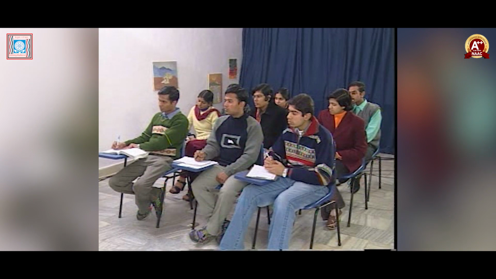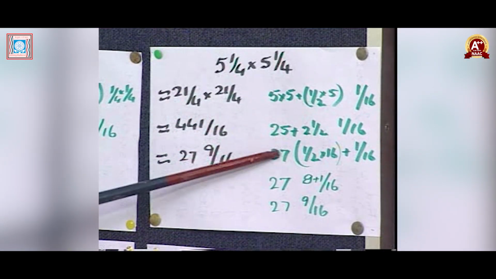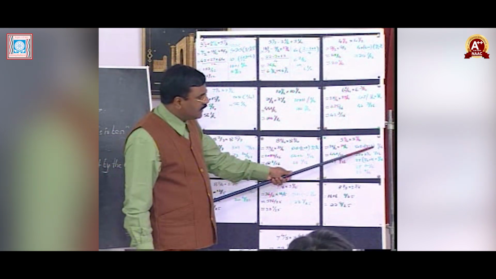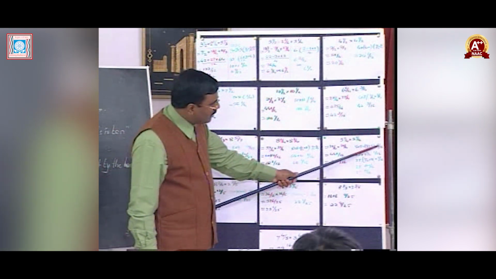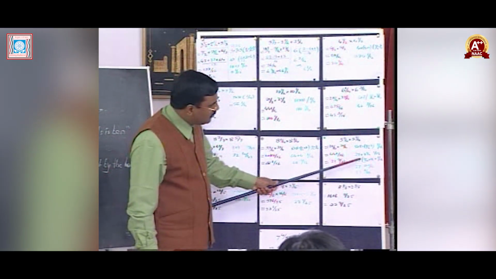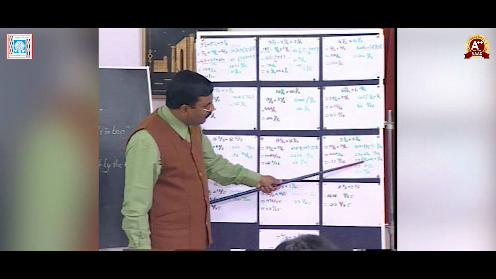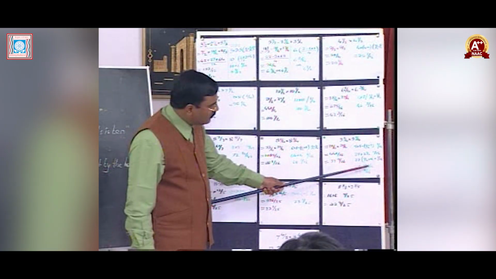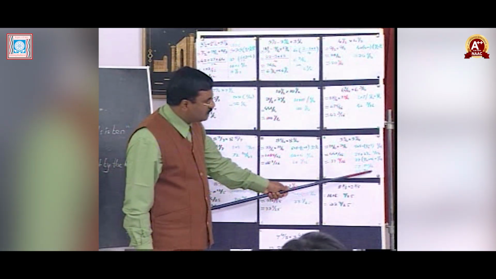But for the understanding purpose I wrote it step by step. 5 fives plus half of 5, and the right part is 1 by 16. Here you will get 25 plus 2.5, means 27. Half once again is converted to the right part. Half of 16 means you are getting 8. 8 plus 1.